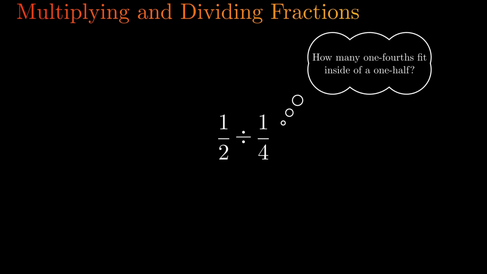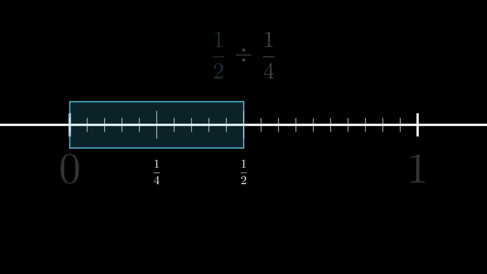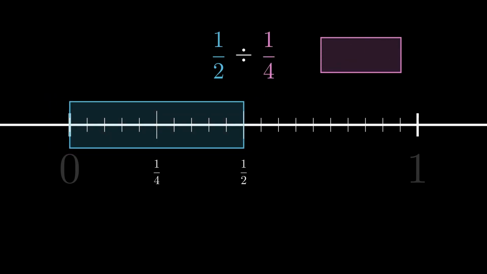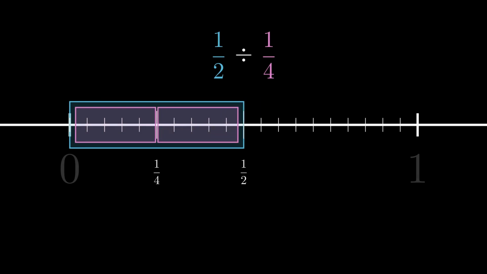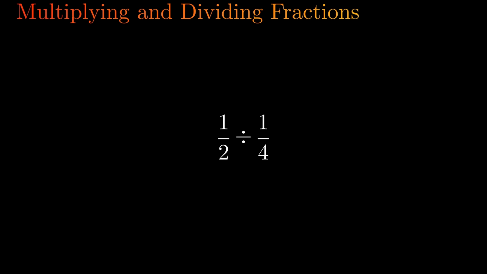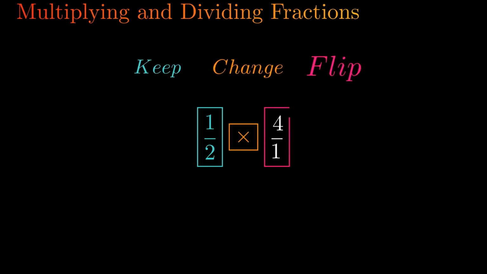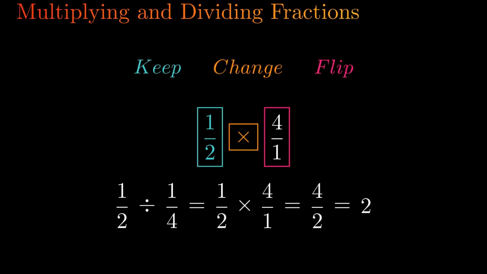Now let's look at division. 1/2 divided by 1/4. It looks scary, but it's just asking how many 1/4ths fit inside 1/2. Here is our space, 1/2. How many quarter-sized pieces can we pack inside? Exactly 2 of them fit, so the answer is 2. To solve this without drawing, we use the shortcut keep, change, flip. Keep the first fraction, change division to multiplication, and flip the second fraction, and the math confirms the result is 2.